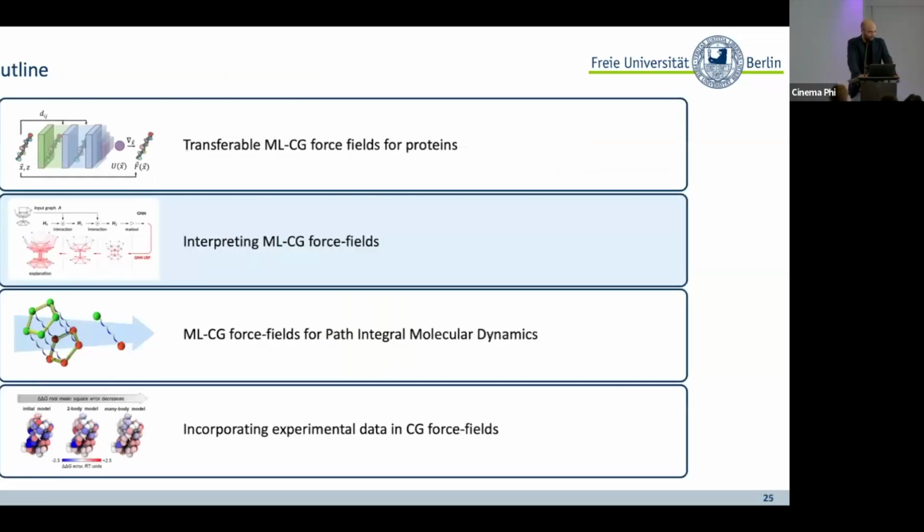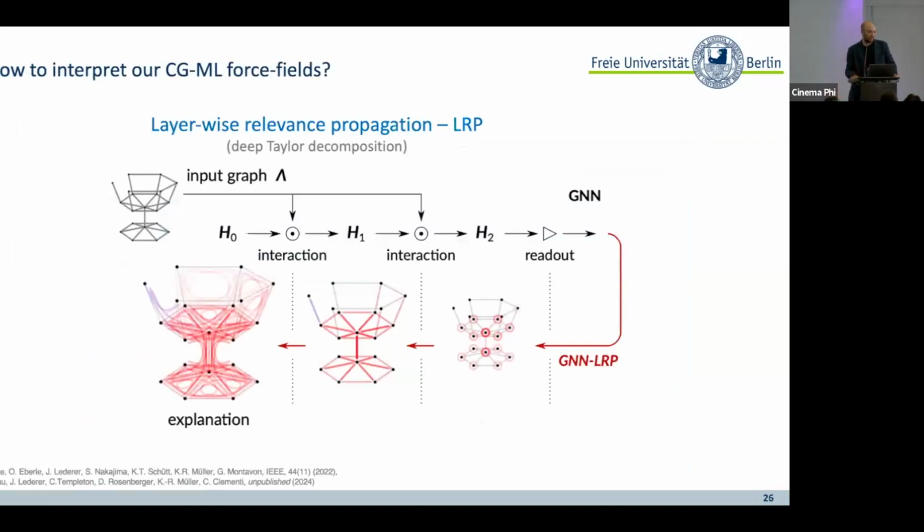Okay, so we have a very fancy model that is able to make extrapolation, so to predict some result for a system, but we don't want it to be just a black box, right? We want to be sure this model is predicting something correct. And this is why we started a collaboration with Klaus-Robert Müller's group at TU Berlin in order to apply GNN-LRP in particular to our model.